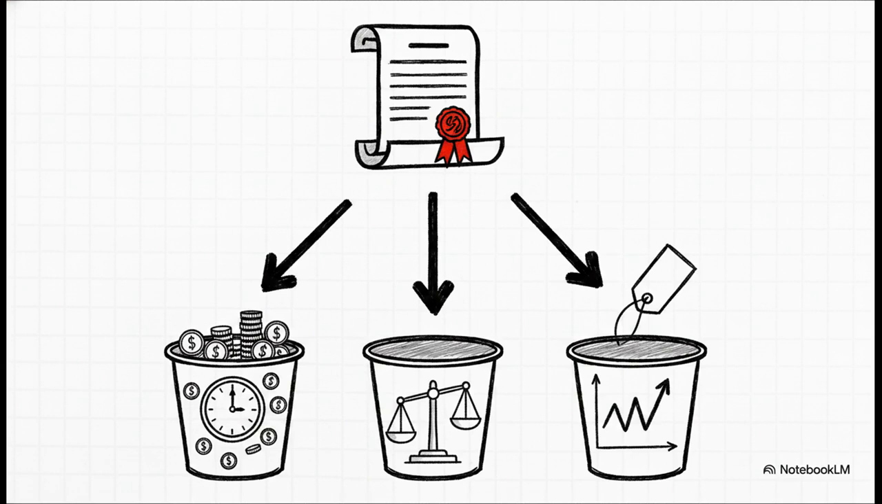After initial recognition, financial assets are subsequently measured in one of three buckets: amortized cost, fair value through other comprehensive income, or fair value through profit or loss. Which bucket an asset lands in depends heavily on the company's underlying business model. Like, are they just holding it to collect interest, or are they planning to sell it for a quick profit? It also depends on the instrument's specific cash flow characteristics.